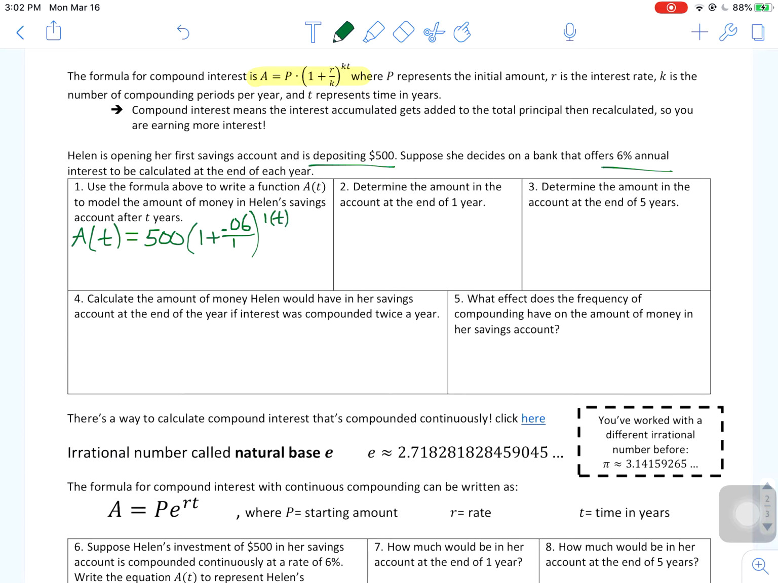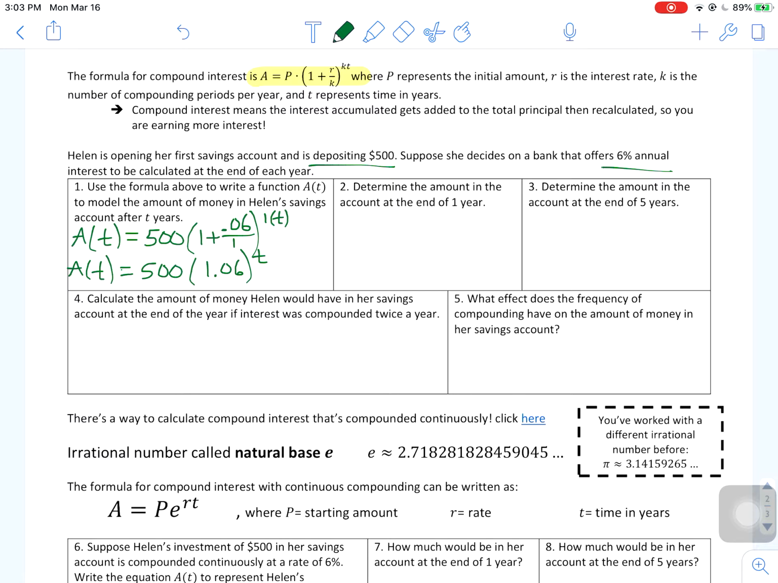and then raised up to the K times T, so K is 1, T is T. So there is our initial equation, and then if we simplify this to make it look a little less ugly, we have 500 times 1.06 to the T.